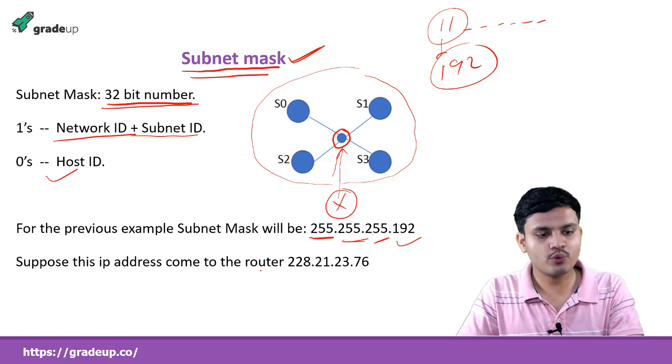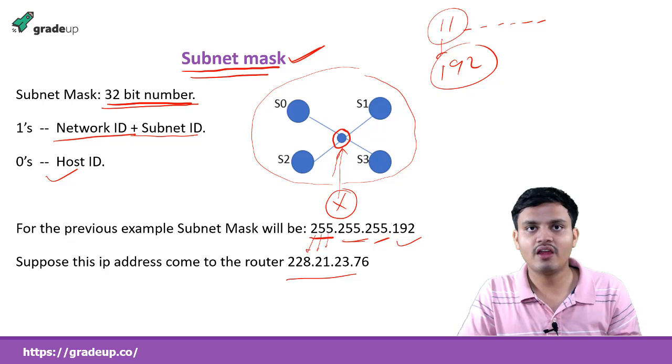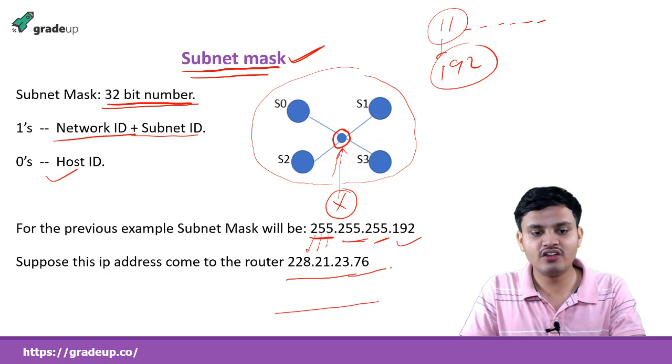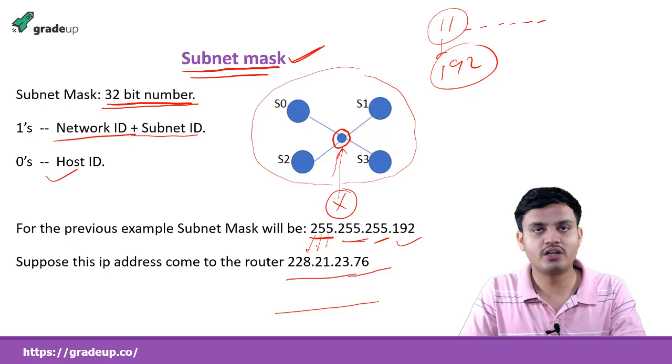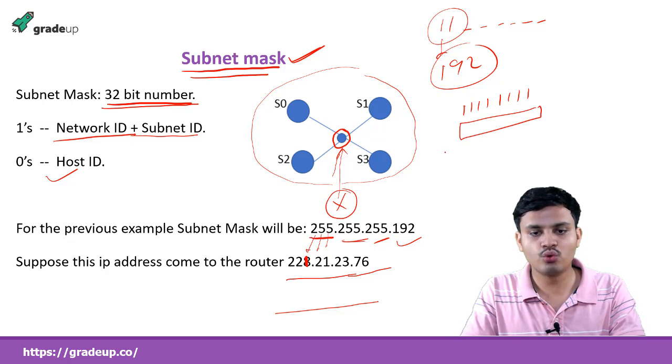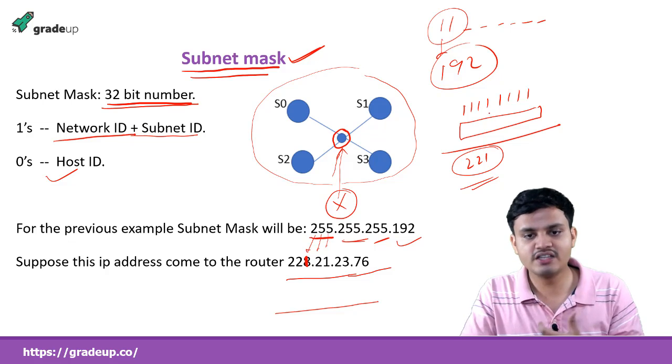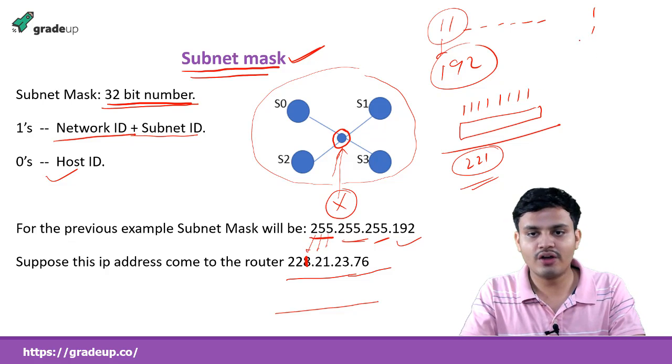Now suppose this IP address comes to that network. What is it going to do? It is going to do a bitwise AND, and whatever it gets as a result will be the subnet ID of one of these networks. So let's do it. Suppose this is all ones, 1 1 1 1 1 1 1 1, and you represent 128. Now if you write 221 in binary and do the AND, you will get 221 only, because here it is all ones, and 1 and 1 will give 1.